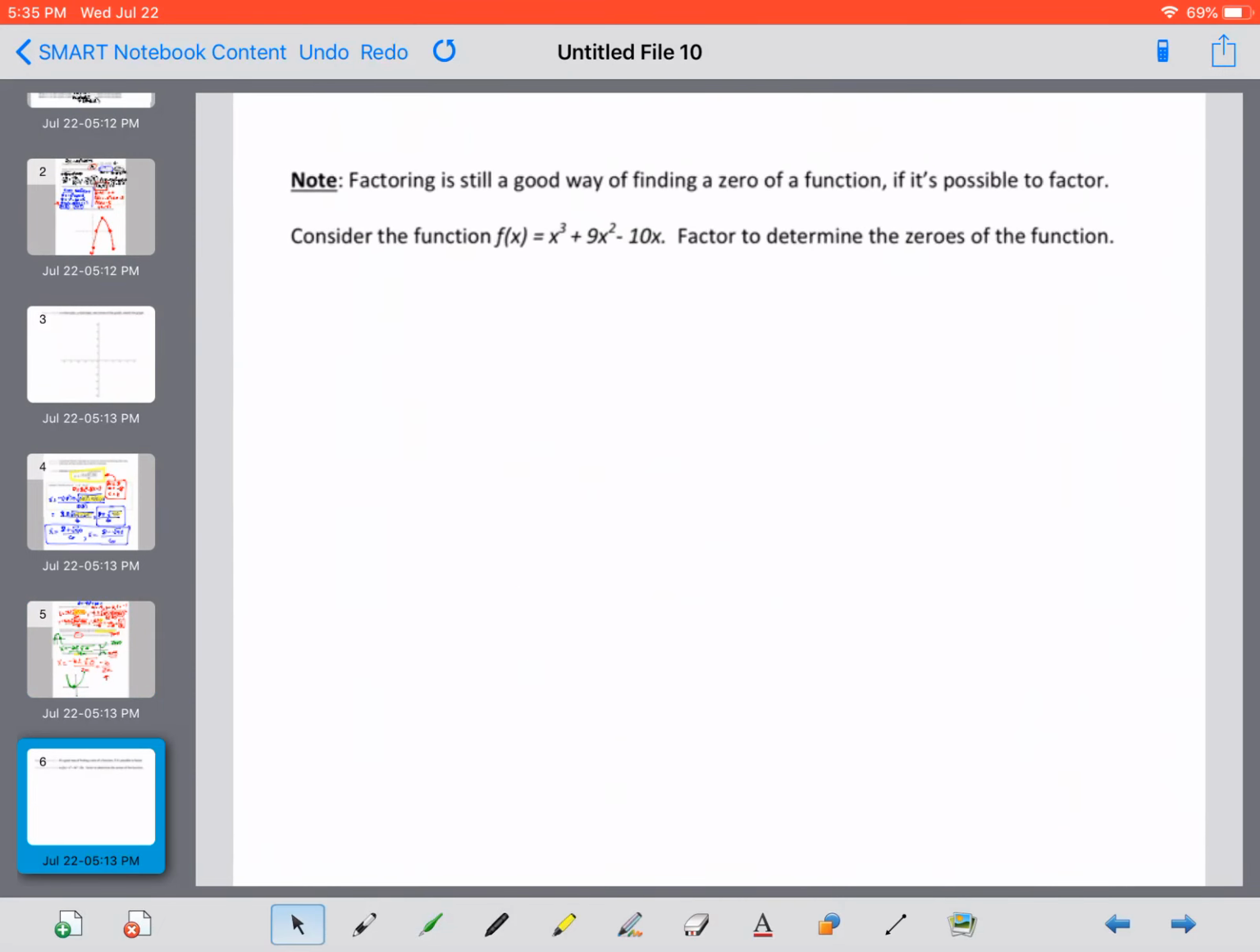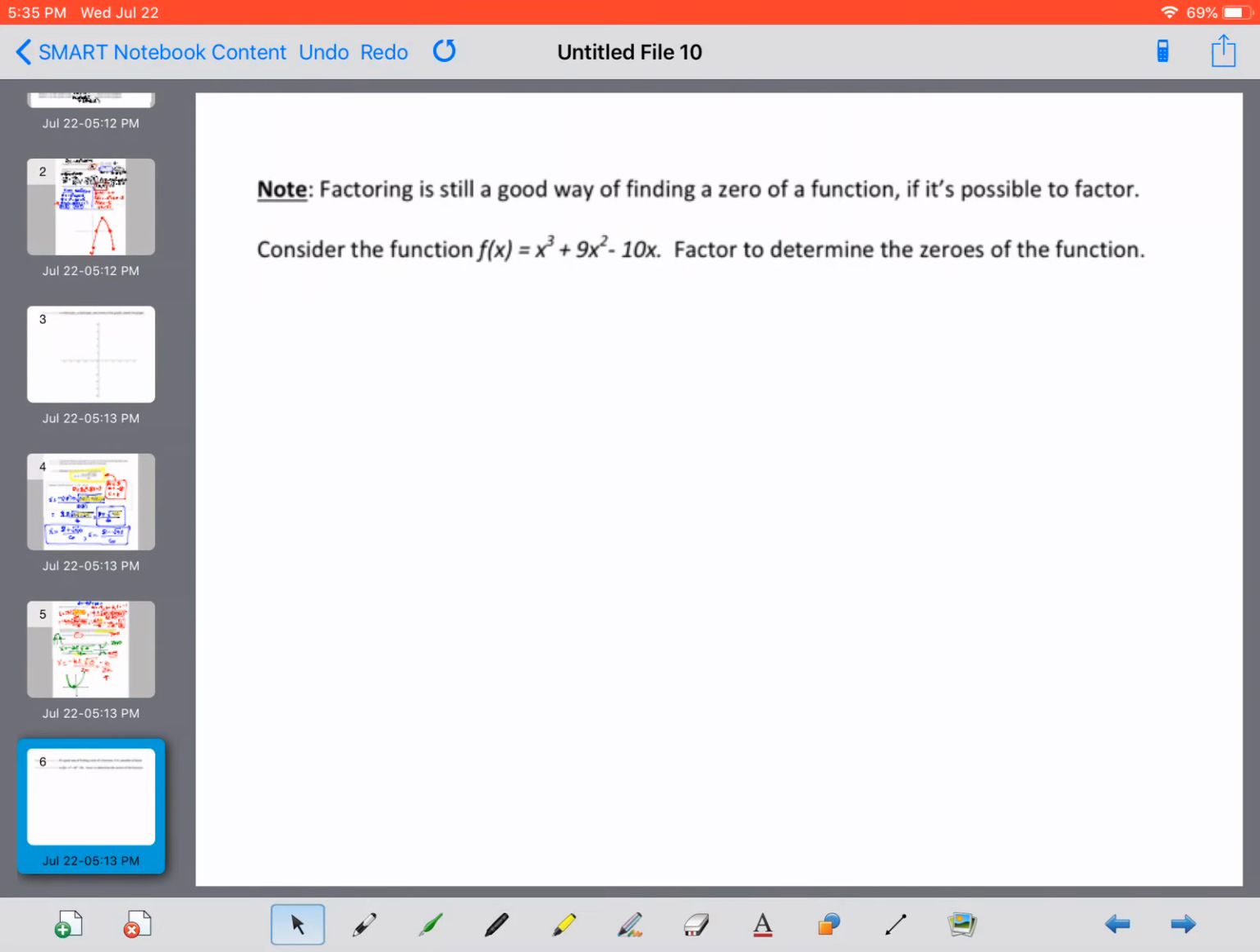Consider the function f of x equal to x cubed plus 9x squared minus 10x. We want to find the zeros of this, right? So we set f of x equal to 0 and solve for x if possible. Notice I can't even use the quadratic formula yet because this isn't a quadratic equation. It's a cubic equation. The largest exponent is x cubed, not x squared.